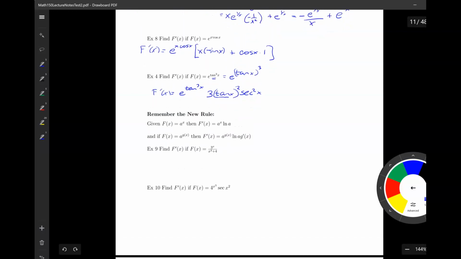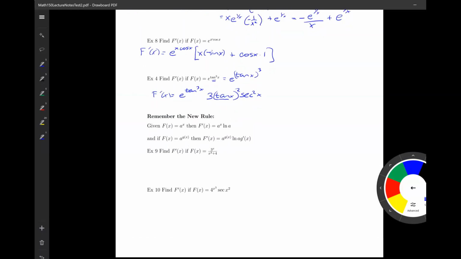Let's just go through a couple more here, finish this page. So I see quotient rule happening. So to take the derivative, it's low d high, 3 to the x, ln of 3. It's always ln of the number, minus high d low, square the bottom, and off you go.